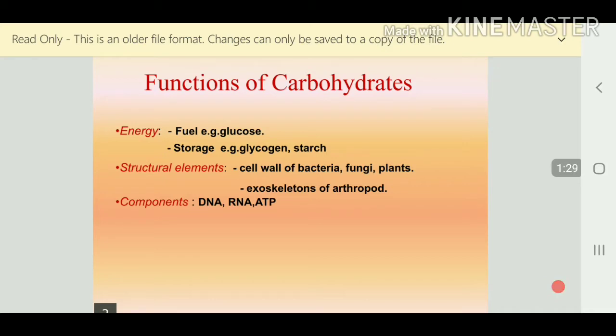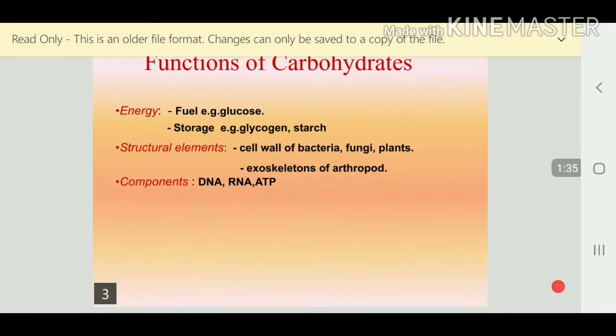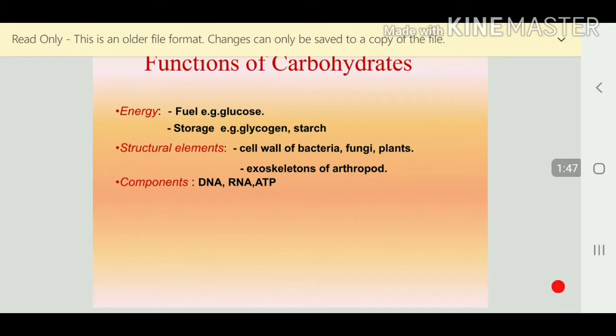Some of the carbohydrates are structural elements, like N-acetylglucosamine and N-acetylmuramic acid present in the cell wall of bacteria, and in fungi chitin is present in the cell wall. In plants, cellulose and hemicellulose are present in their cell wall. So these are the structural elements of the cell wall.